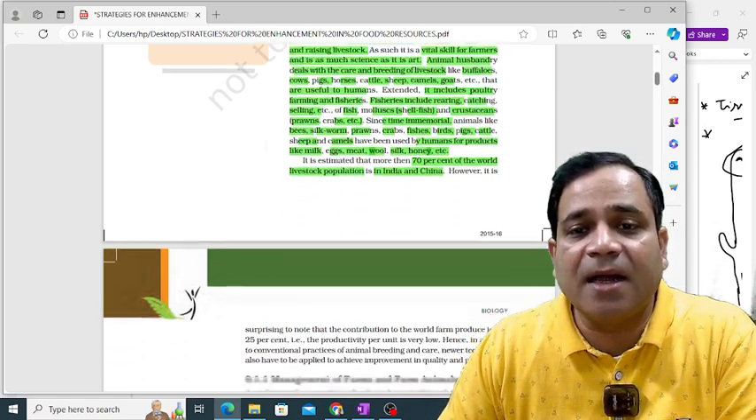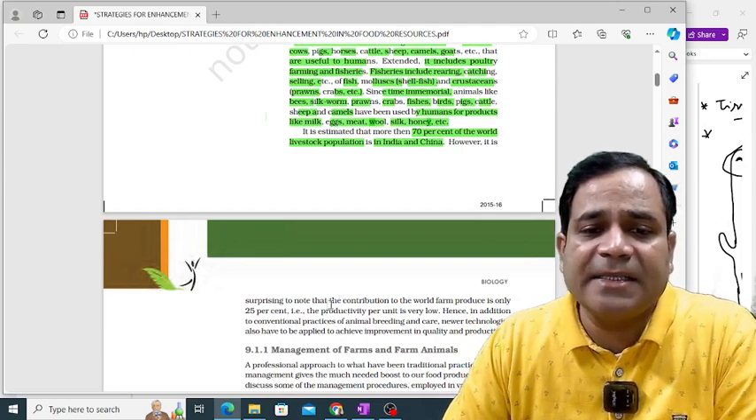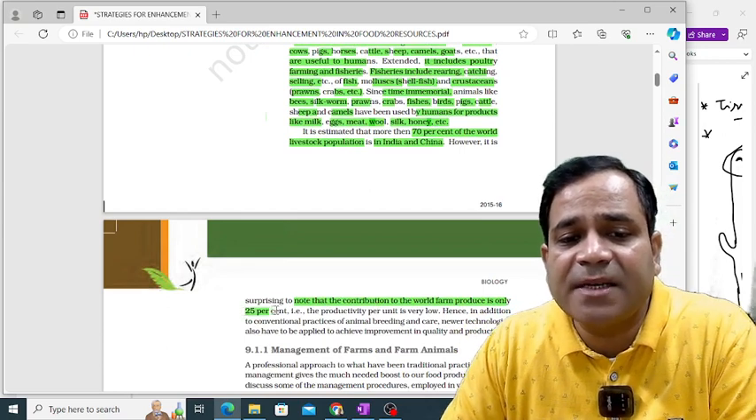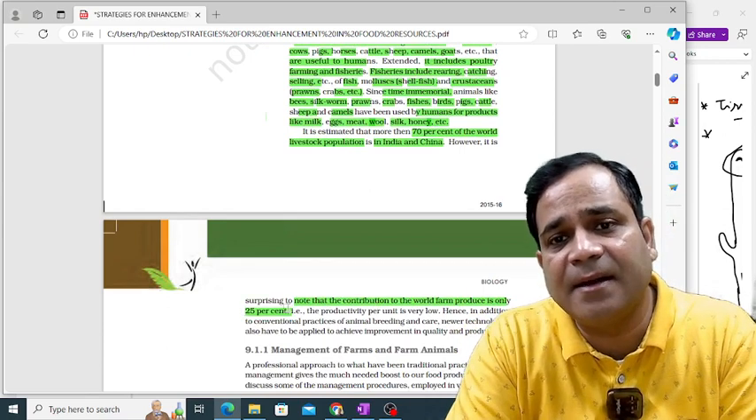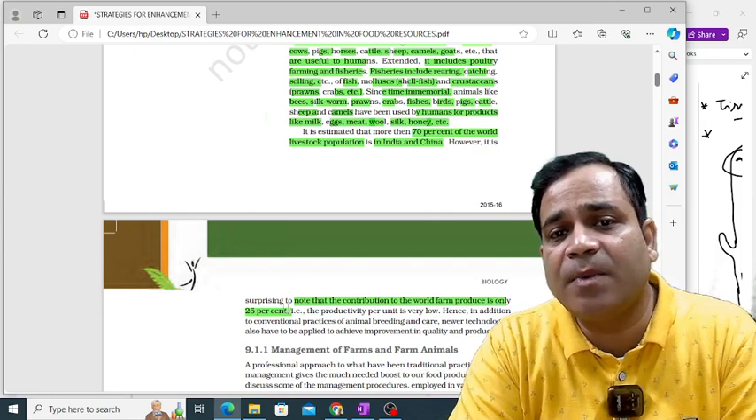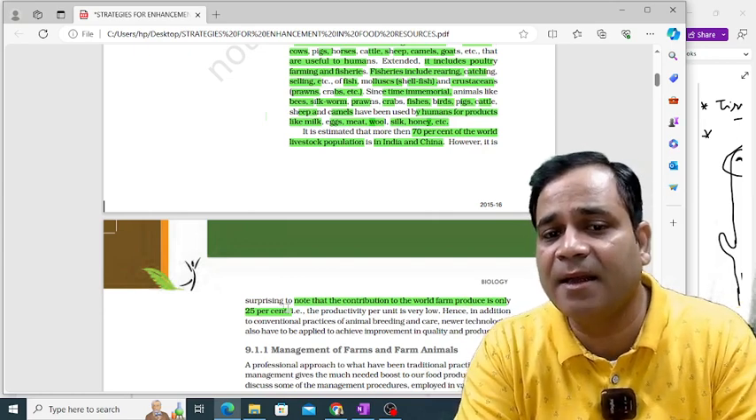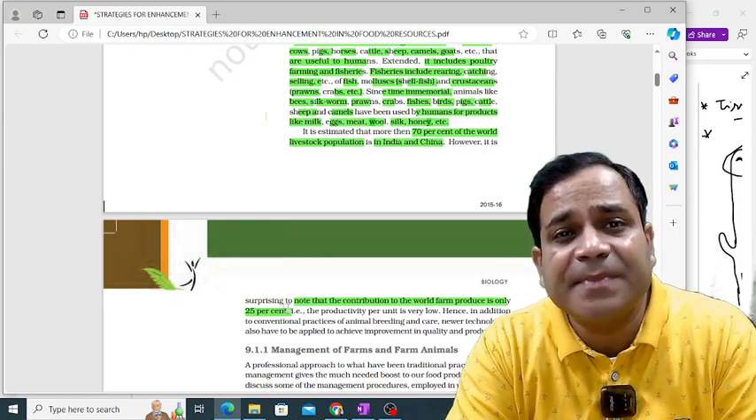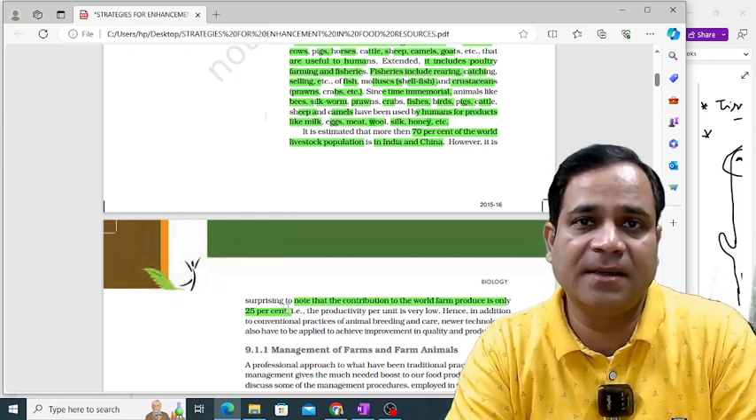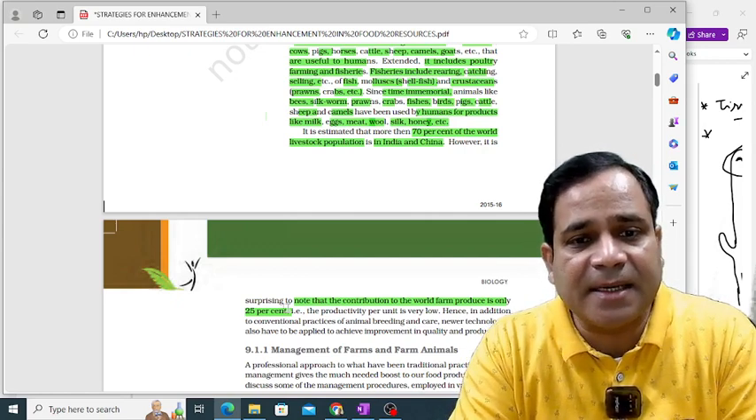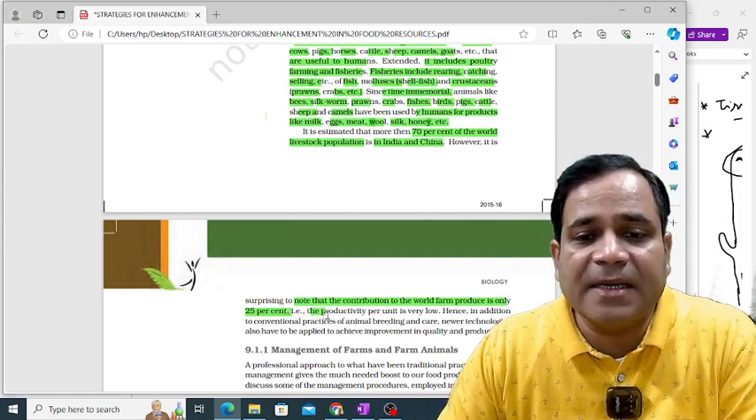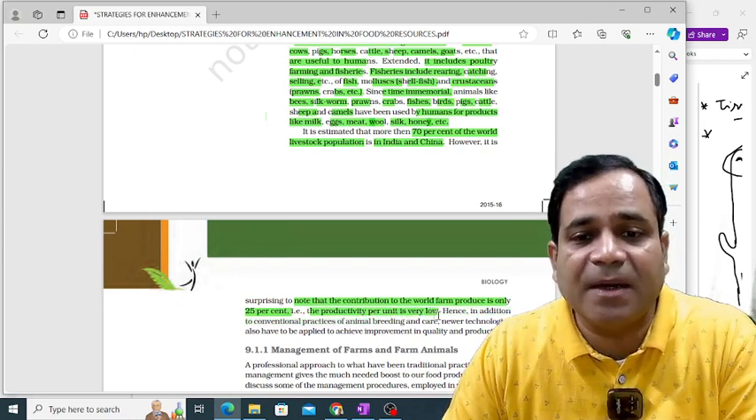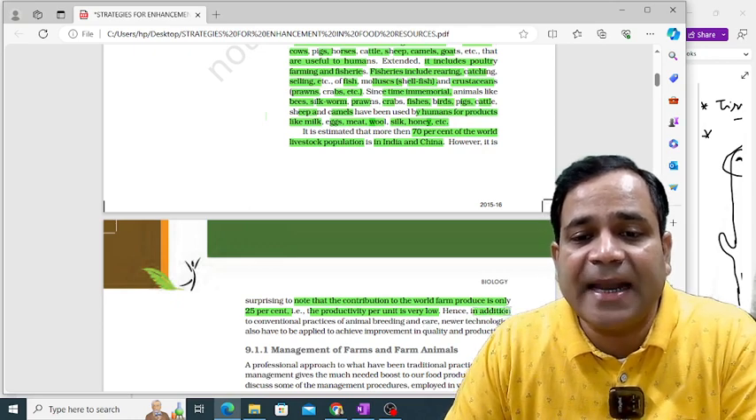This thing is clear. Now, however, it is surprising to note that the contribution to the world farm produce is only how much percent? Only 25%. See what the thing is here: 70% of the world livestock population is in India and China, but in spite of this, the contribution to the world farm produce is only 25%. This is surprising data, isn't it? The productivity per unit is very low.